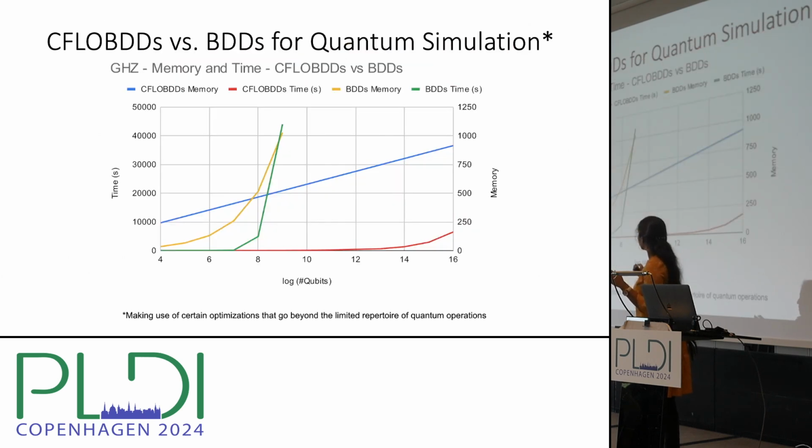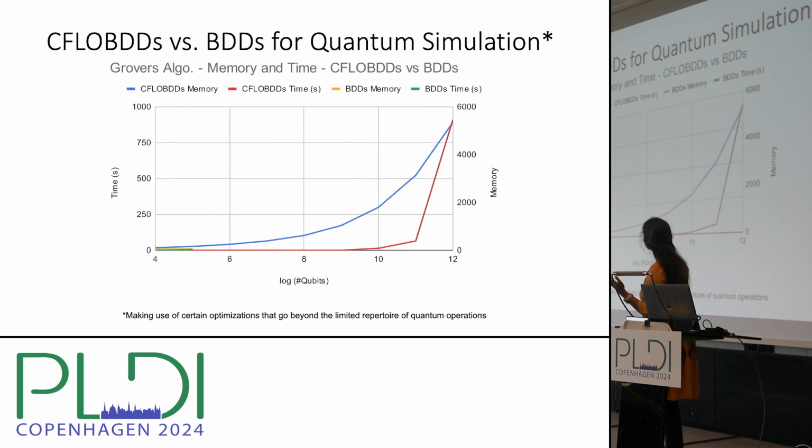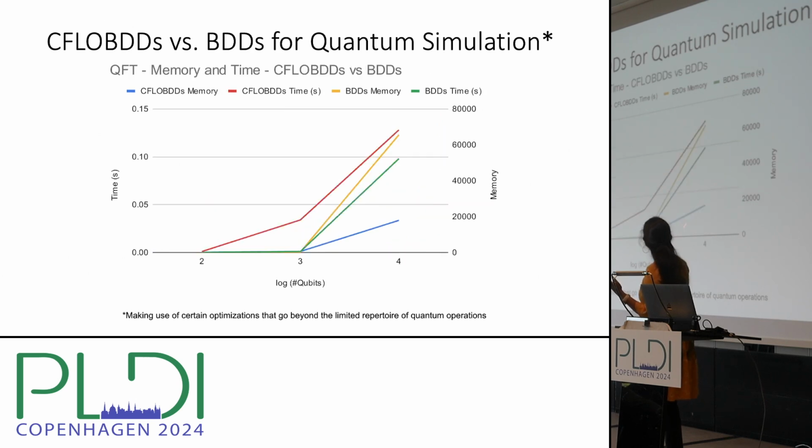However, in some cases they don't. That is, let's say in this case, CFLOBDDs, both in terms of memory and time, perform better than BDDs. However, let's say something like a QFT algorithm, where, though the number of qubits that they scale to is similar, BDDs may slightly perform better in terms of time and memory.